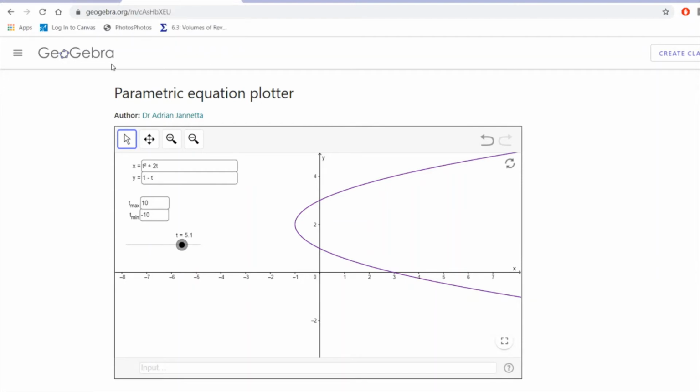And so here again, this is going to be the second example that we did. So t squared plus 2t and 1 minus t. And so what you'll see is that this is going to give you the same parabola, but it's going to come from the other direction. Right? So this one goes like this, whereas the previous example came from the other direction. Okay.